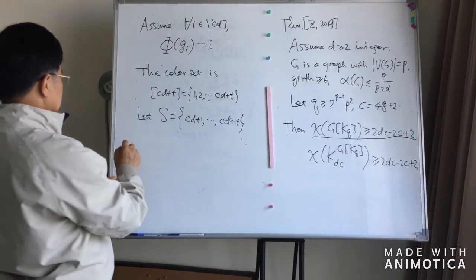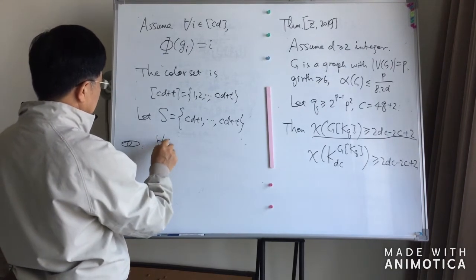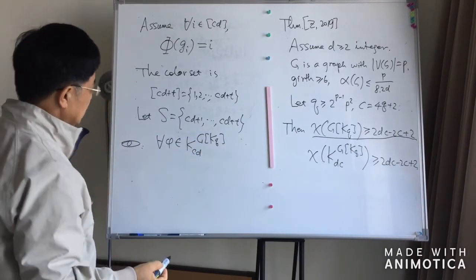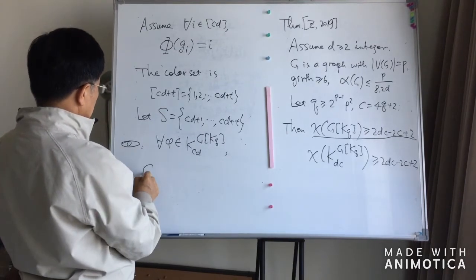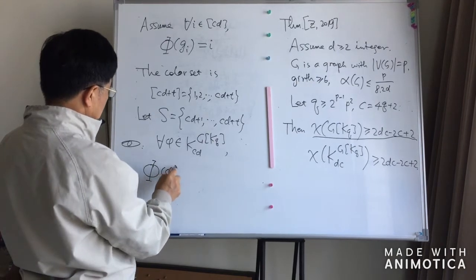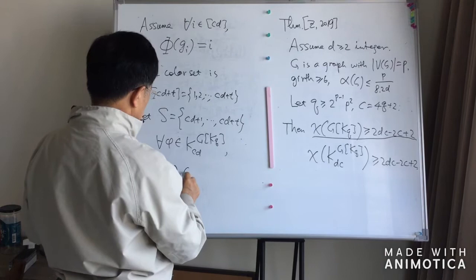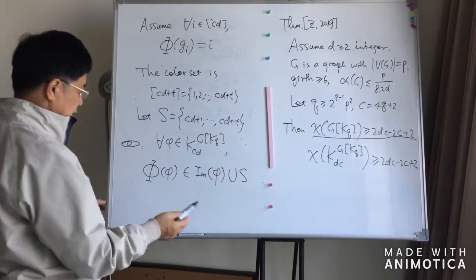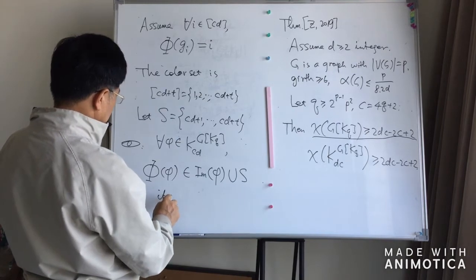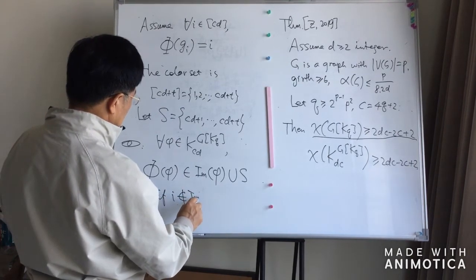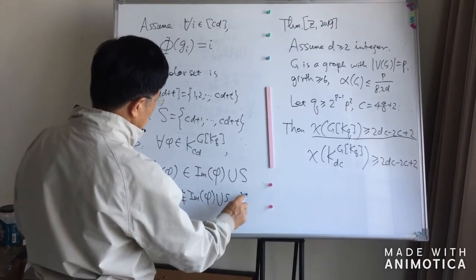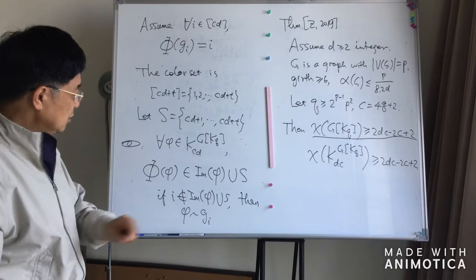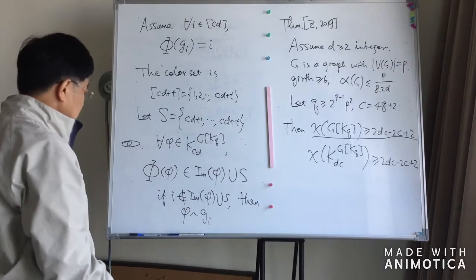Now one observation is that for every phi belonging to this exponential graph, every map, you look at the color. So phi is a proper coloring of this graph. And what is the color of this map? This must belong to the image of phi union S. Why is that? Say if i is not in this set, then phi is adjacent to GI, right? Because GI is colored by i, so phi cannot be colored by i. So therefore the color has to be in here.